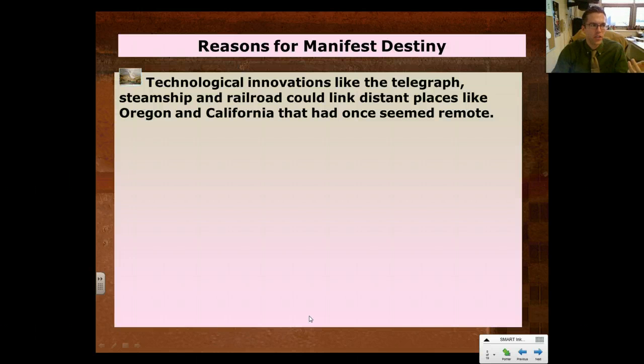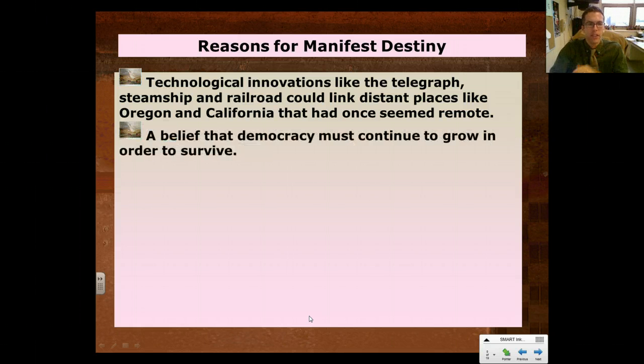We now have technology. Now we can. We have the telegraph. We have the railroad. We can get long distances, and we need to improve on this technology. Okay, we can link Oregon and California to the rest of the United States. And this idea of republicanism, of democracy, these savage Indians and Mexicans, they don't really fully embody what we're all about, and we know what's best. All right, democracy needs to flourish.